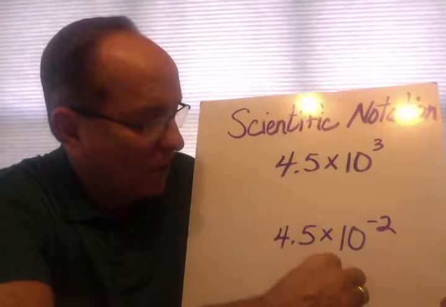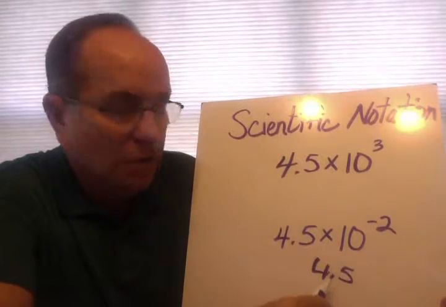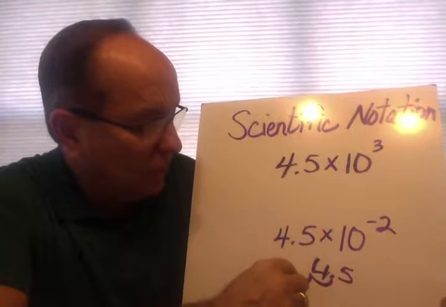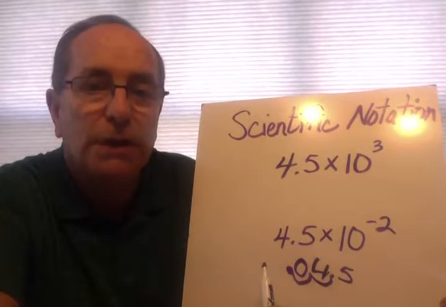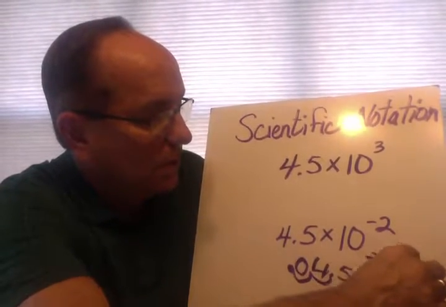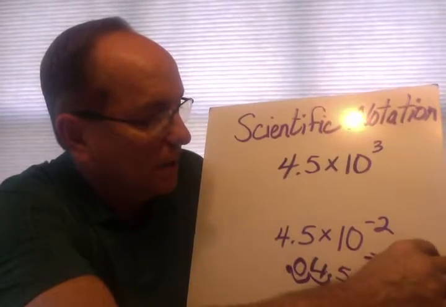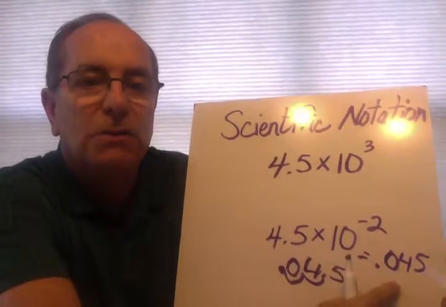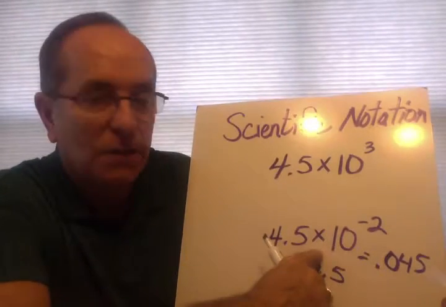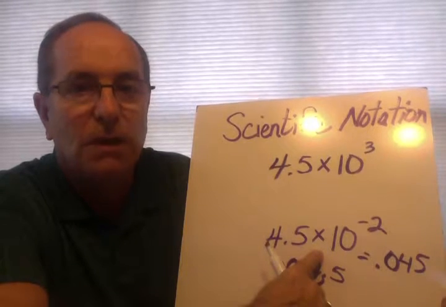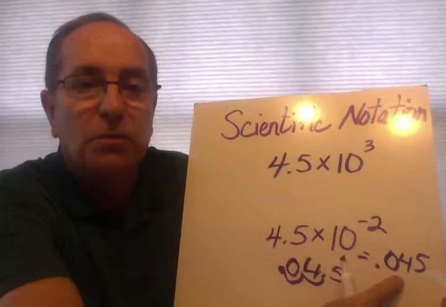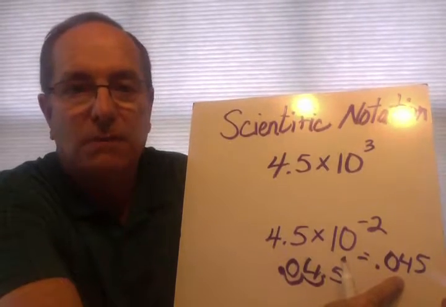So if I put my work here at 4.5, there's my decimal, and if I'm going to move it 2 places to the left, my loop would say, oh, I've got a space to fill in with a 0. So my answer then becomes 0.045 as the standard form, the normal look of this scientific notation number. 4.5 times 10 to the negative 2 is really, in standard normal look, 45 thousandths.